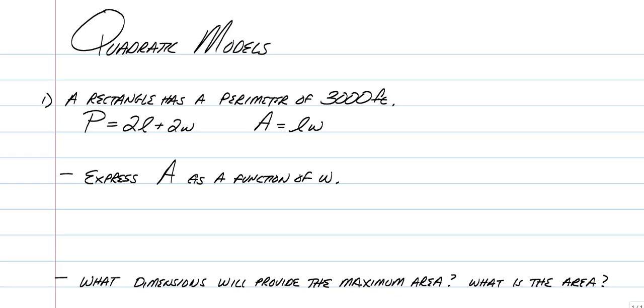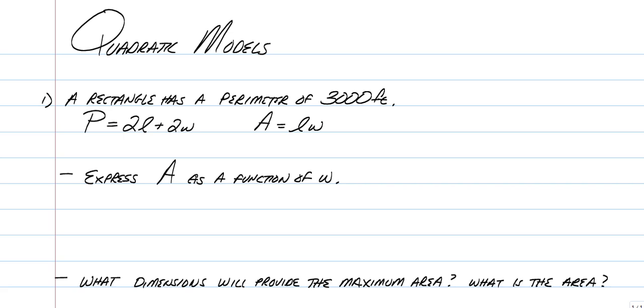In this video we are going to cover quadratic models, and this is something that we're going to use our graphing calculators for, so if you don't have yours, grab it. What we're going to do is start off by talking about a rectangle that has a perimeter of 3,000 feet. Some old formulas you need to remember are that the perimeter is 2 times the length plus 2 widths, and the area is length times width.